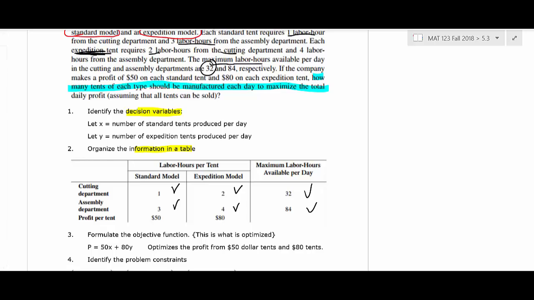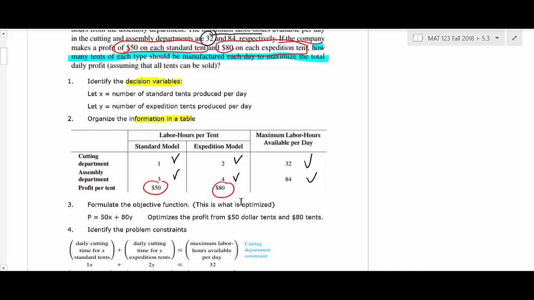What's different about this, though, is what makes it a linear programming problem. It says the company makes a profit of $50 on a standard tent, and $80 on an expedition tent, and then it asks how many of each should you produce. This is an optimization problem, as we call it in business, where you're trying to figure out the optimum number of things to produce given these conditions. Labor hours are always a condition. No business has infinite labor hours. That's a constraint on your ability to produce things.